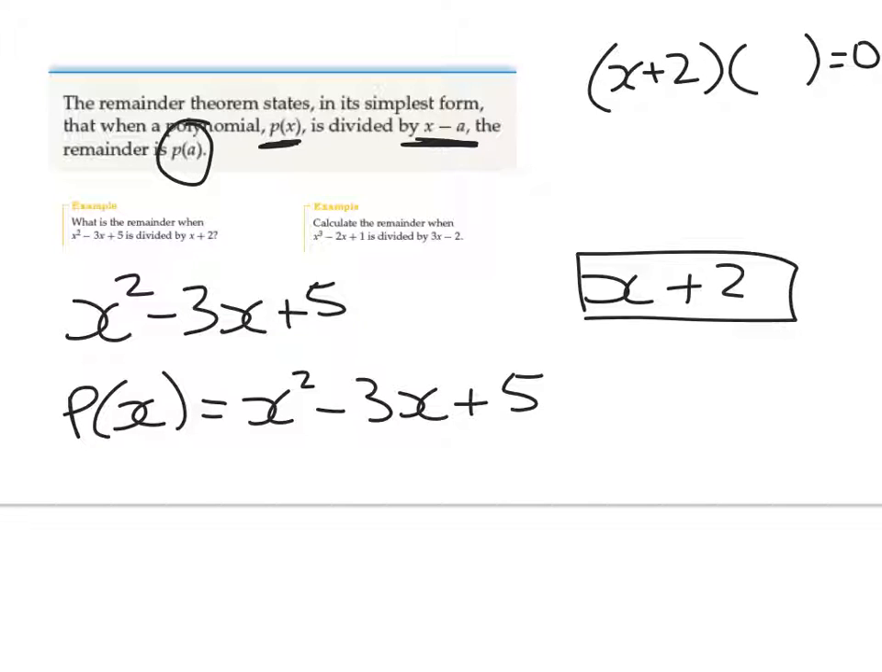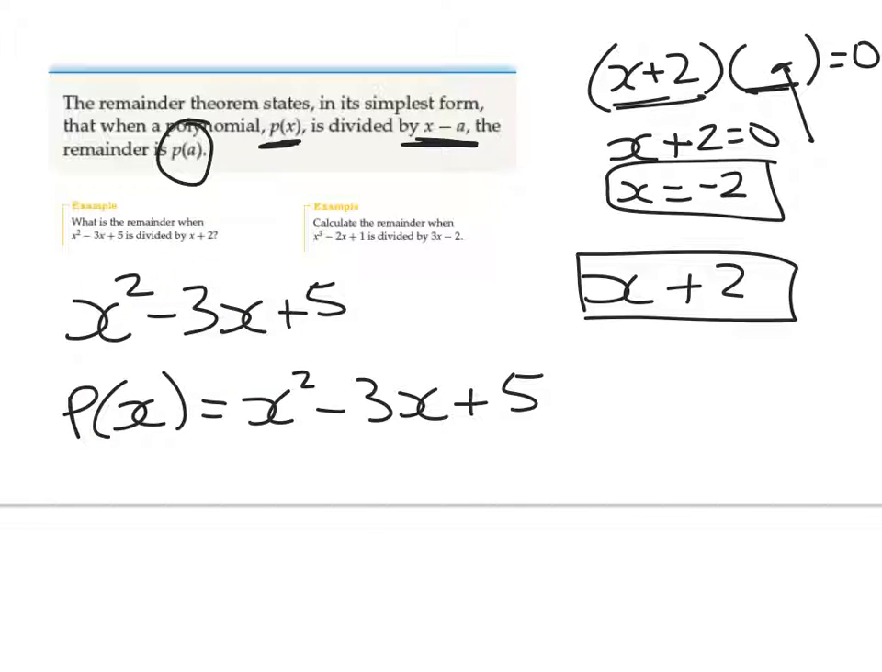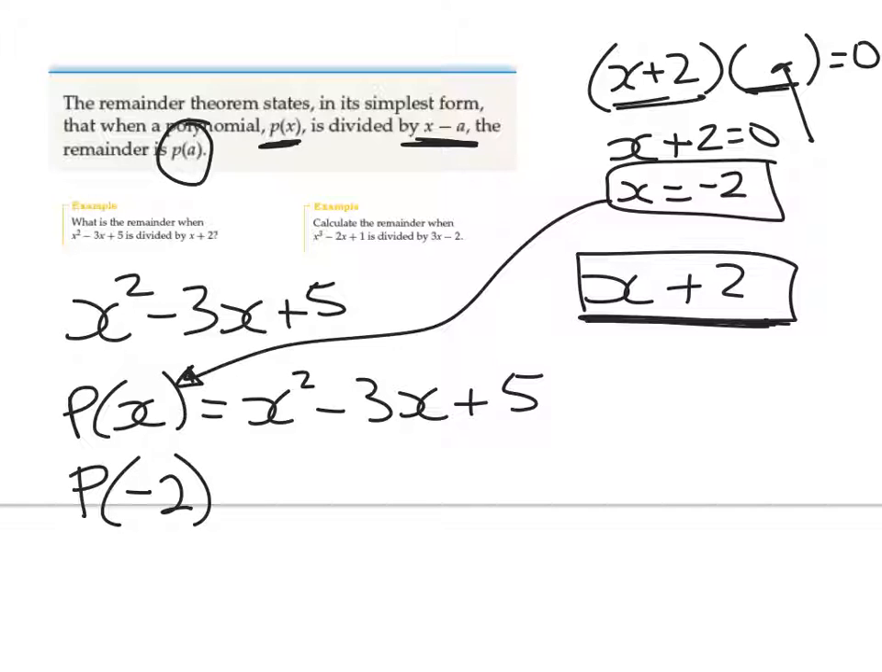If x plus 2 was a factor, this thing here would equal 0 when x plus 2 equals 0. So that was when x equals negative 2. So to find the remainder when I divide by x plus 2, all I have to do is substitute in x equals negative 2. And that's going to give me my remainder without doing any long division.